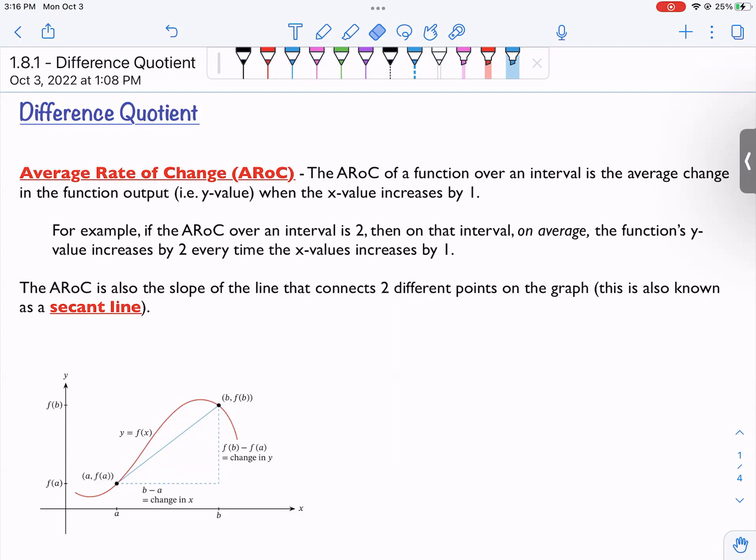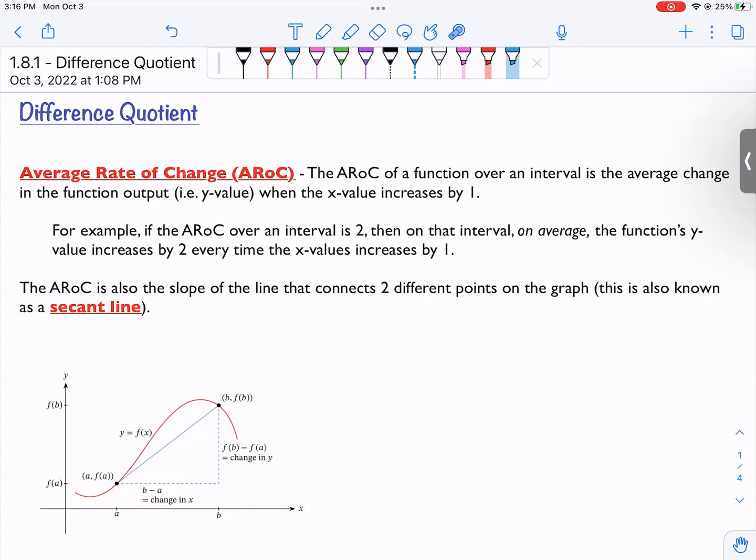So before we can talk about the difference quotient, we need to talk about a concept called the average rate of change. The average rate of change, which I am abbreviating as AROC because it is shorter. The average rate of change of a function over an interval is the average change in the function's output when the x values increase by 1.